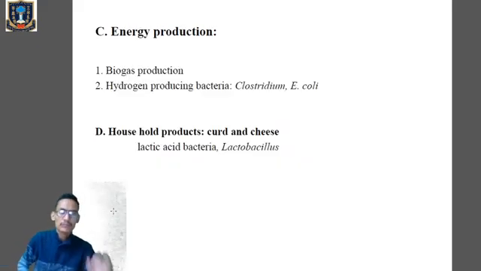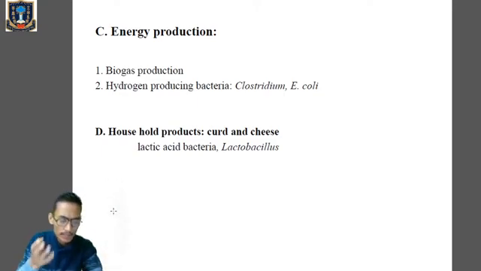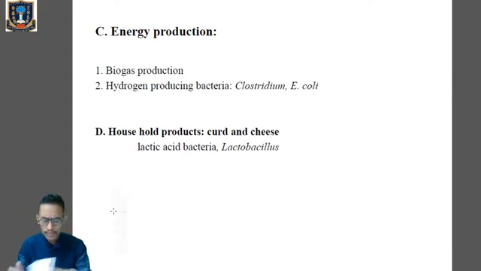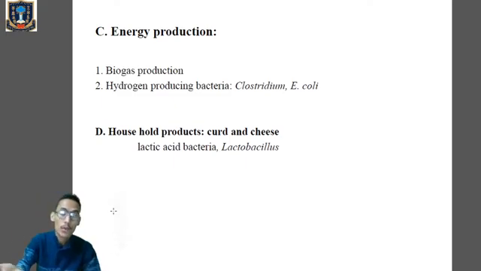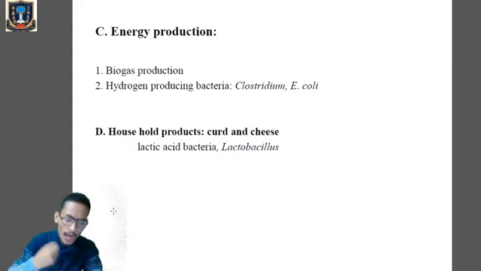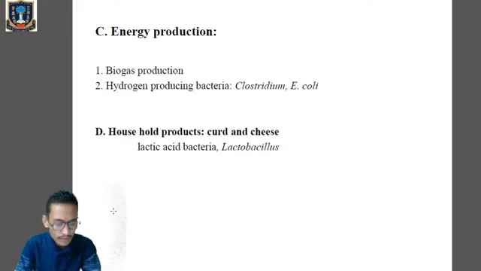Now, next one, bacterial role in energy production. First, you have learned about biogas production, where we use the methanogenic bacteria Methanobacterium and Methanococcus. Kindly remember those names. They are mainly used in the formation of biogas. Then we have another bacterium called Clostridium and E. coli, from which we have developed hydrogen gas. This is mainly a source of clean energy, and it can be used in motor vehicles and also to generate electricity.